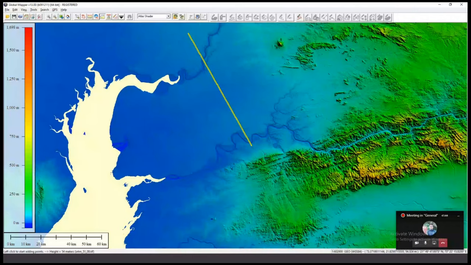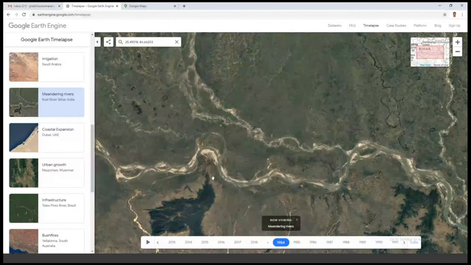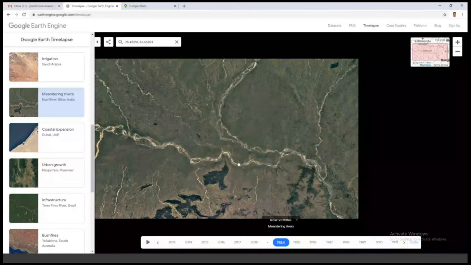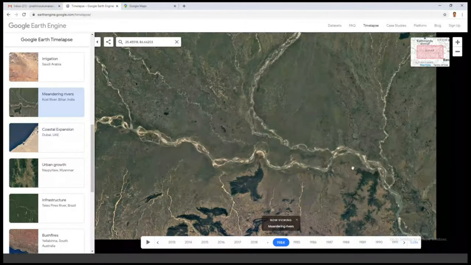If you want to see how it changes the path, I'll show you a river. So this is another river. This is in Bihar, Koshi River. You must have heard about the Koshi River, and a few years back during a high flooding season, the Koshi River completely shifted its channel. So this is the scenario of Koshi River in 1984. It was something like this. It was flowing something like this.